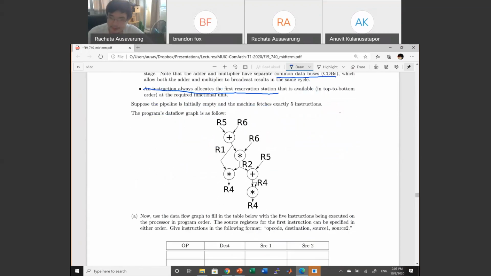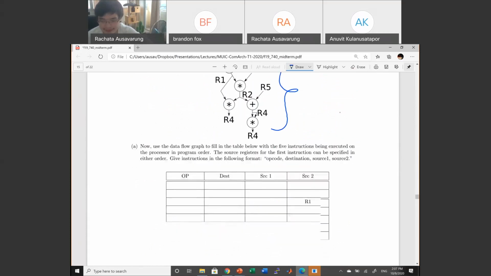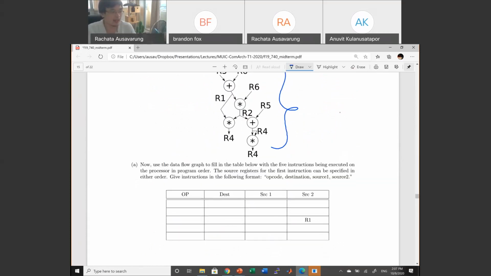Suppose this is the program you want to do. The first task of this question is essentially, given that table, fill in what my 5 instructions are.